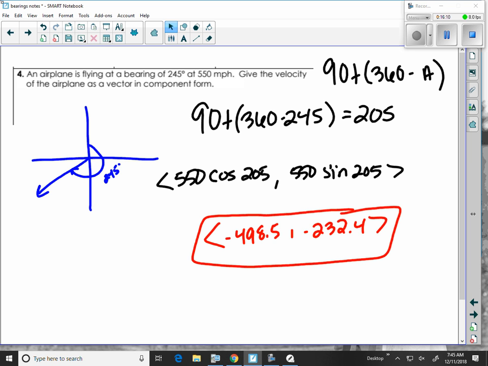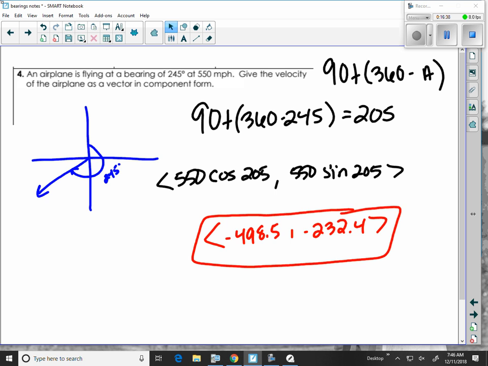Now, what I want you to notice is the signs on our numbers. They are both negative. Does that make sense as to where our vector is pointing? Yes, right? Look at this. It's pointing into quadrant 3, so it should be double negatives. You can always check your work that way, make sure everything lines up. Questions for me?